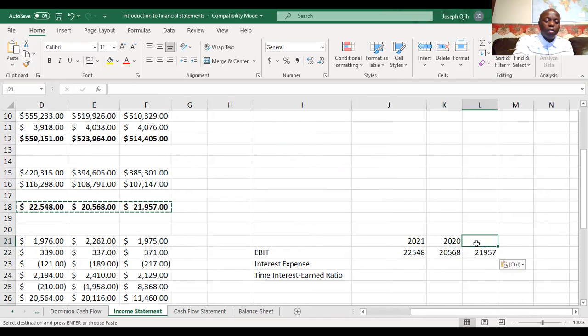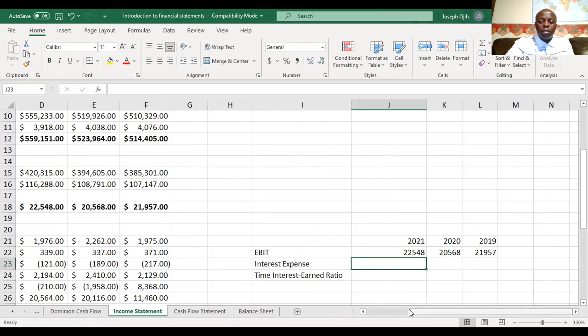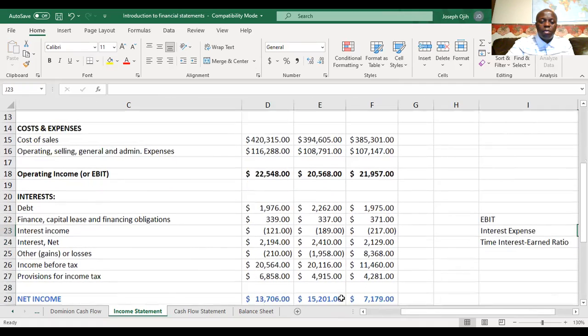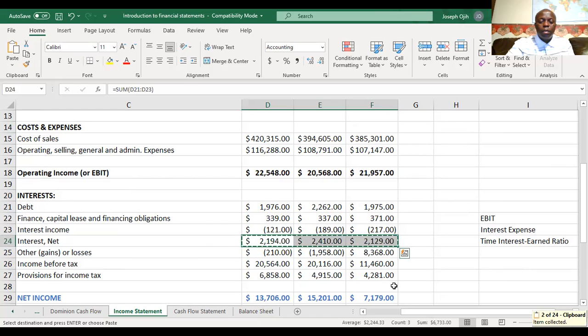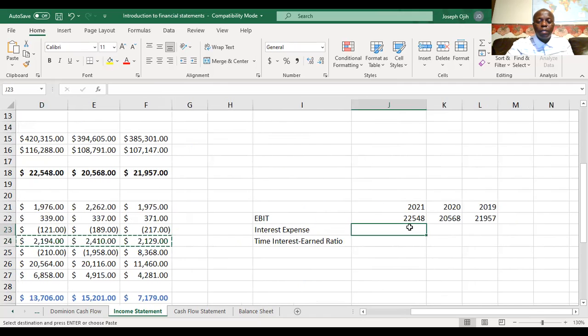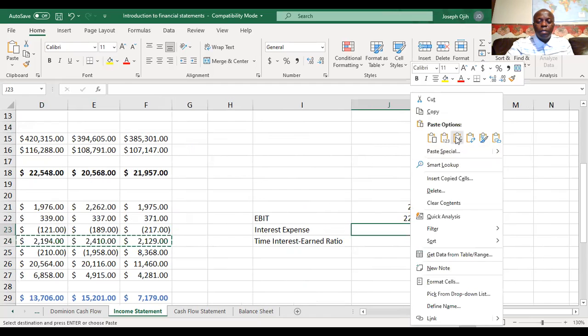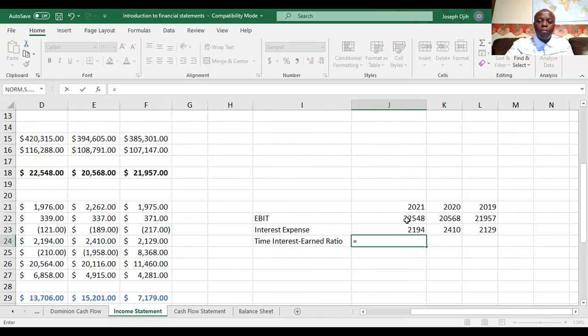I'll put 2019. Now this is interest expense. You can see right here, interest expense, net. So I'm going to use this, copy it and paste it here. So now the times interest earned ratio equals earnings before interest and taxes divided by interest expense. Now you can press the enter key and then copy it to the end.